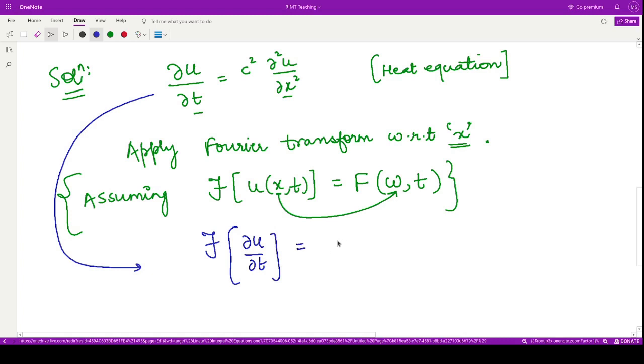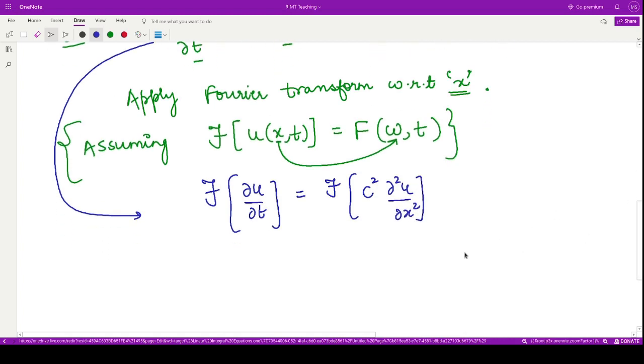That is equal to the Fourier transform of c square del 2u by del x2. Now you could take out the c square outside because this is a constant quantity, right? Because the material is given to be homogeneous. So this would be del 2u by del x2. And here we have the Fourier transform of del u by del t.